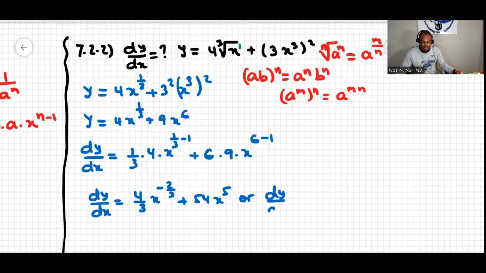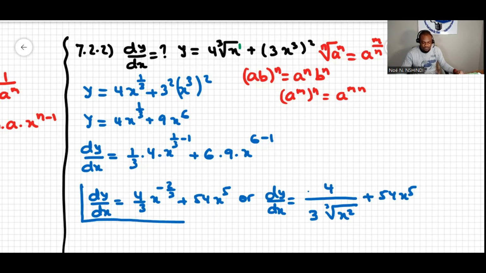You can also say dy/dx equal to 4 over 3. Okay, let's start with the denominator. I can write 3 cube root of x squared, under 4, plus 54x to the power 5. You can write this way, leave it this way, or you can also write this other way.